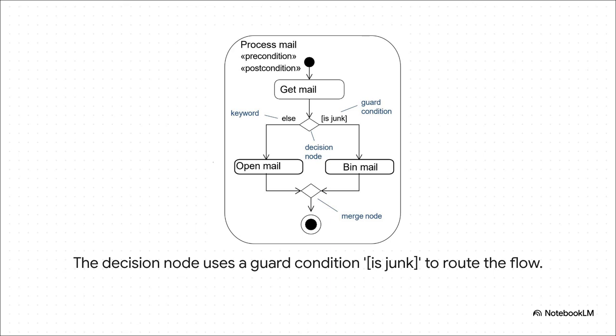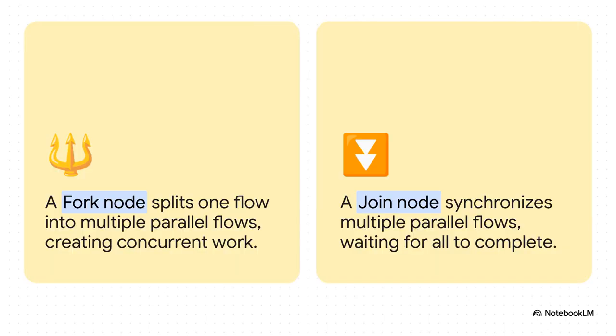And this example shows their function perfectly. After getMail, you hit the decision node, which evaluates the guard condition is junk. If that's true, the flow goes to bin mail. If not, it follows the else path to open mail. Then, no matter which path was taken, the merge node brings them back together so the process can continue as one.